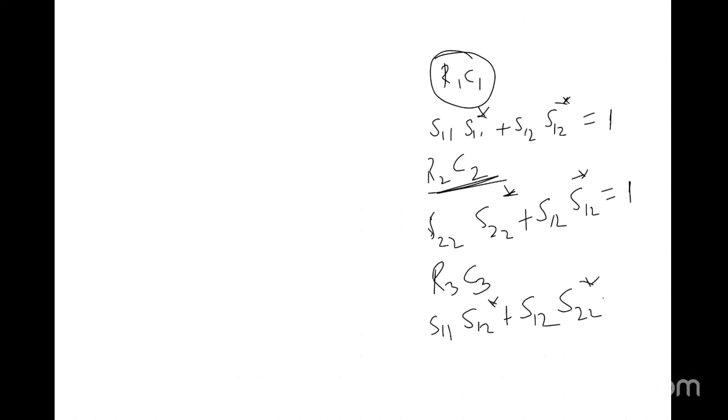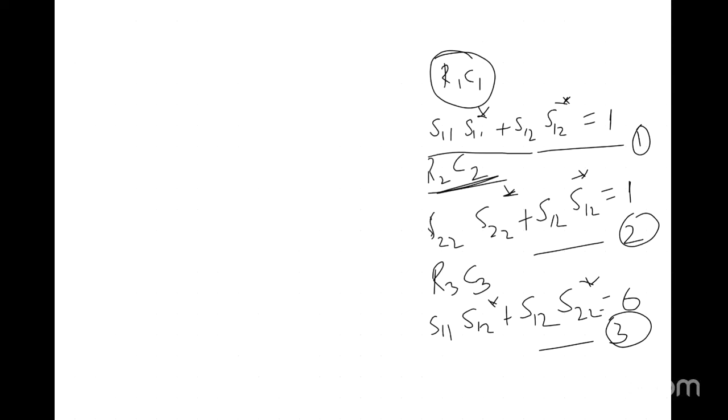Treat this one as equation number 1, this as equation number 2, and this as equation number 3. Using the first equation, S11, S11 star, I am treating as S11 square. S12, S12 star, this one. S11, S11 star, S12, S12 star, this one I am writing as S11 square plus S12 square. Here we took row 1, column 1, row 2, column 2, and row 3, column 3.